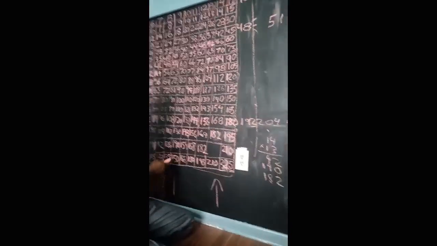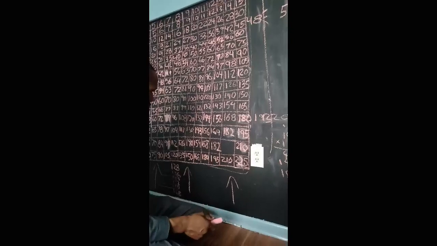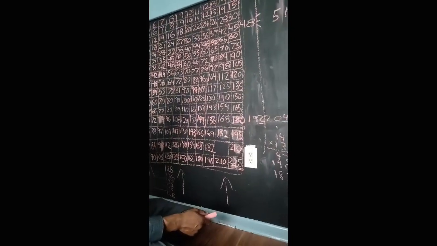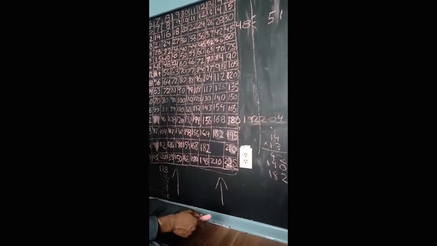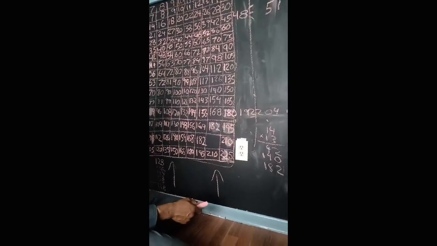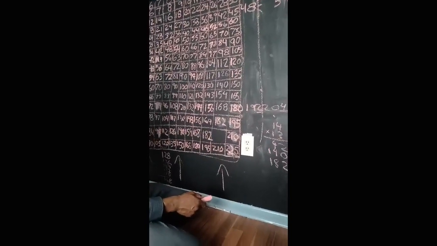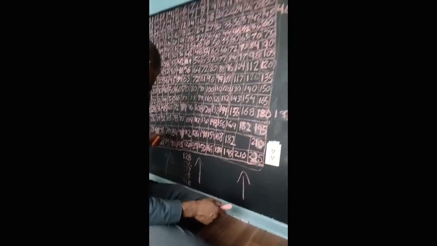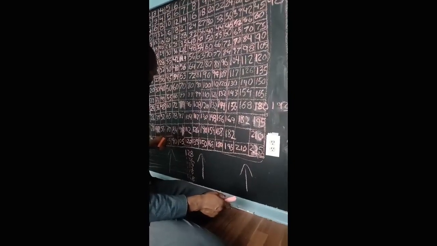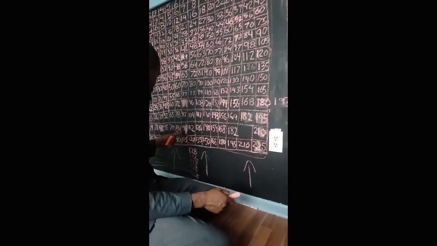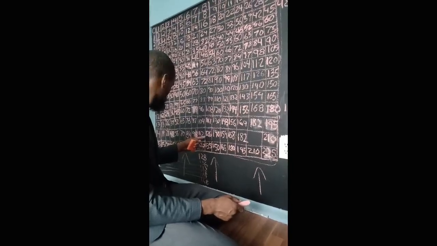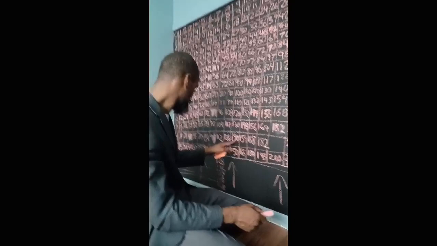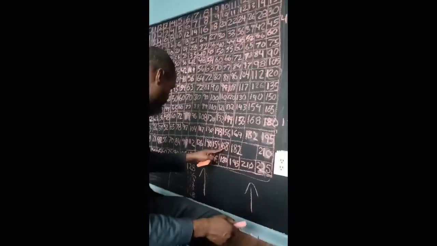Let's go this way. 1, 2, 4, 5, 7, 8, 9. 1, 2, 4, 5. This should be a 7.